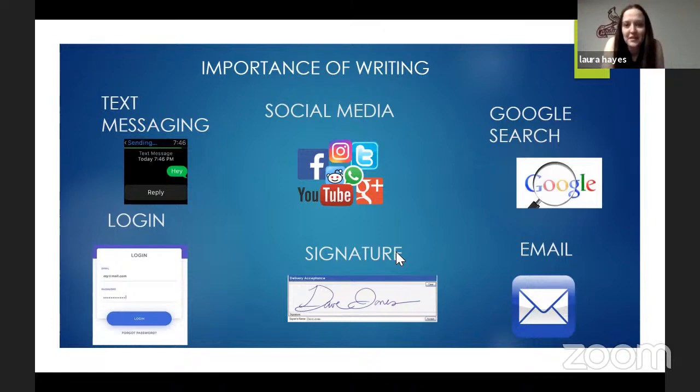Let's talk about the importance of writing. I am sure every single one of you has used a component, if not all of these components, today. You've probably texted, you probably logged in. Hopefully you didn't have any issues logging in. You may have logged into your social media, sent out a tweet. I was on YouTube earlier. You may have Google searched, is Starbucks open? What time does Starbucks open? What do I need to get through my day? We've all used writing in some capacity today, if nothing else than to get into our email, write out something to a quick person, or get into the conference. We all use writing throughout our day.